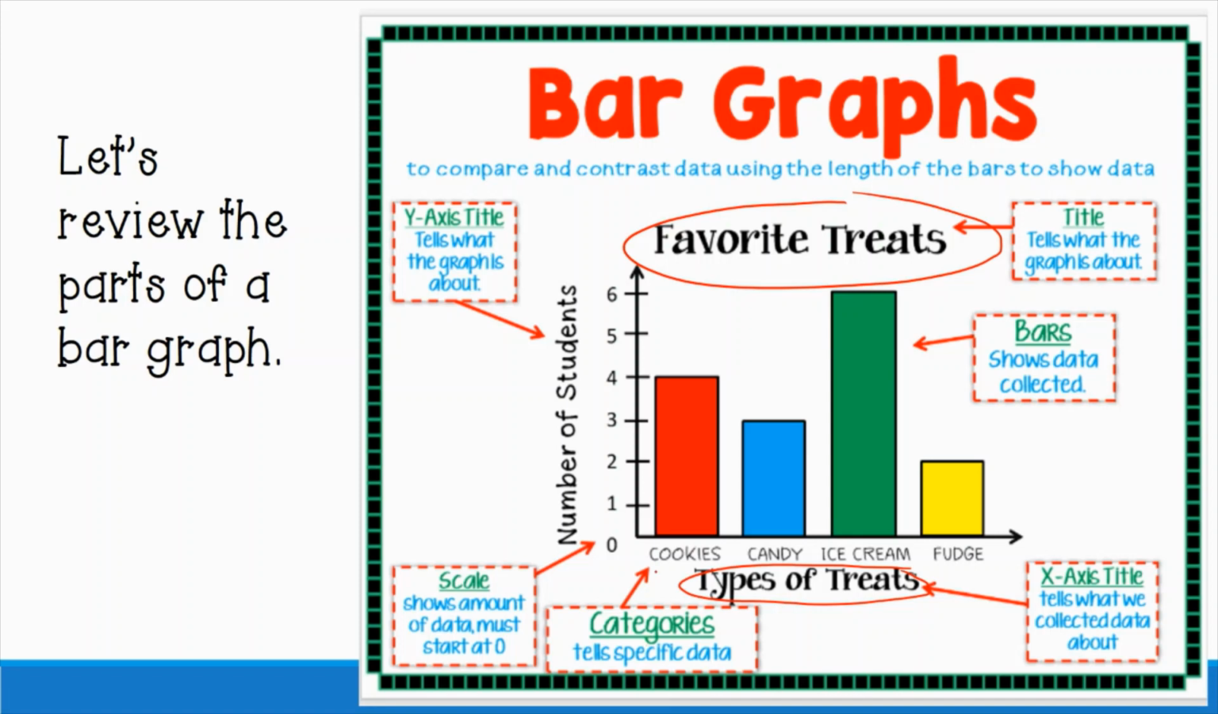Our categories are the different types of treats: cookies, candy, ice cream, and fudge. Our y-axis title shows us who we're collecting the information from, so the number of students. Our scale shows the amount of the data, and it must start at 0. Our bars show the data that's been collected. So 4 students like cookies, 3 students like candy, 6 students like ice cream, and 2 students like fudge.